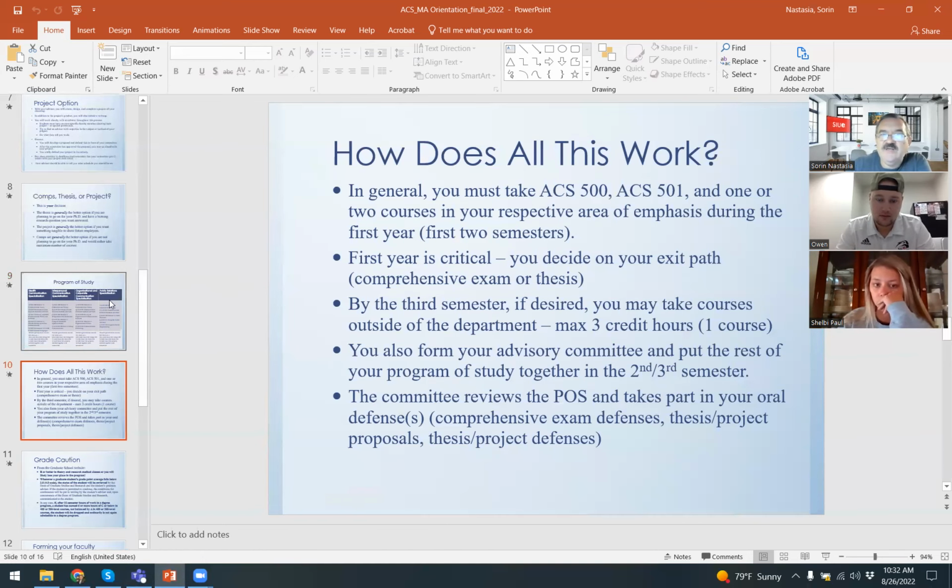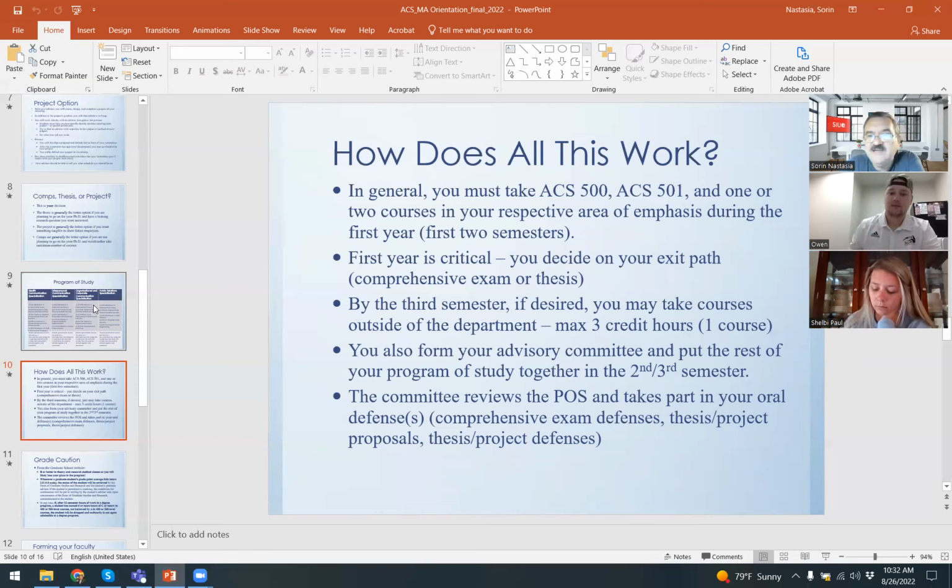How does all this work? In general, you must take ACS 500 and 501, as I said before, and 1 or 2 courses in your respective area of emphasis during the first 2 semesters. First year is critical. You decide on your exit path: comprehensive exam or thesis or project. By the 3rd semester, if desired, you may take courses outside of the department, maximum 3 credit hours, which means 1 course. I mentioned this before.